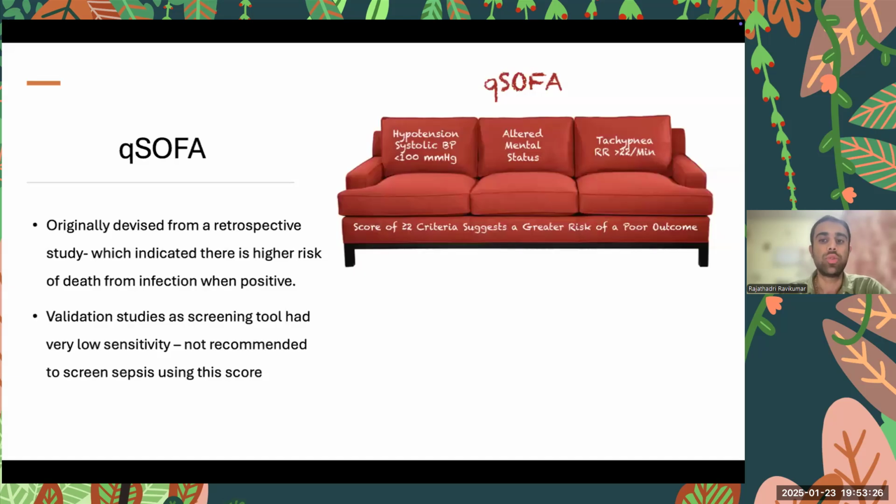Then came qSOFA. Although digressing from the topic, let us understand what qSOFA is. It has three components. If two components are present in a patient with infection, there is a higher risk of poor outcome. The three components are systolic blood pressure, altered mental status, and respiratory rate. Initially it was thought that we could use this for screening patients requiring admission, but validation studies did not prove it to be very useful. That's why it is no longer recommended as a screen for sepsis.